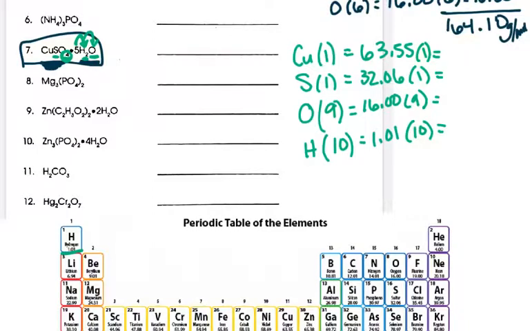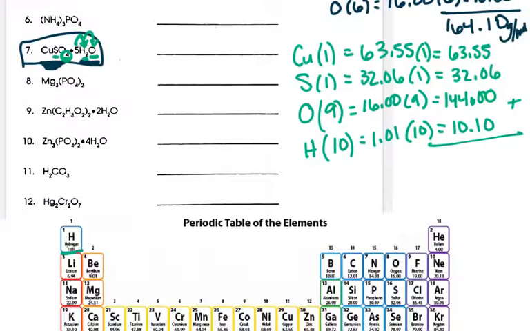So now I'm going to multiply these out. So this stays 63.55. This stays 32.06. 16 times 9 is 144.00. And 1.01 times 10 is 10.10. Okay, so again, I'm going to add all these up, and I get 249.71. So my answer here is 249.71 grams per mole. So that's formula mass of a compound.